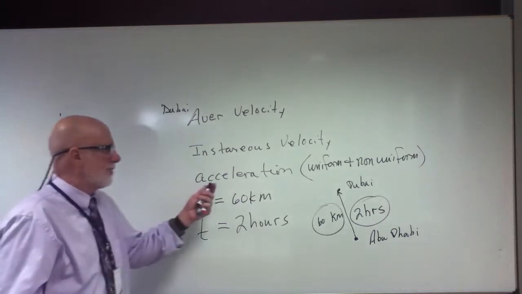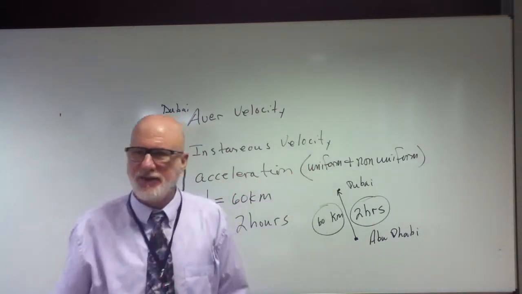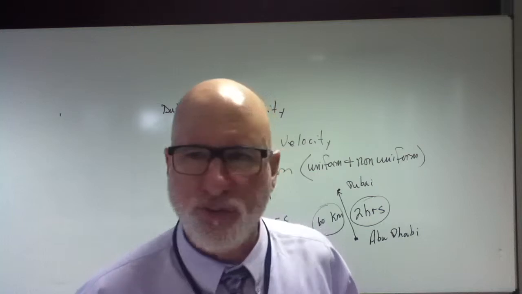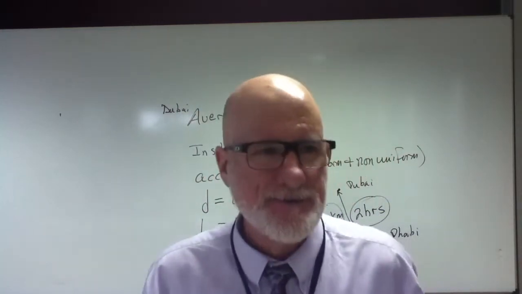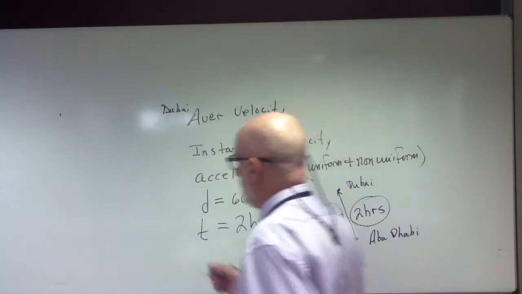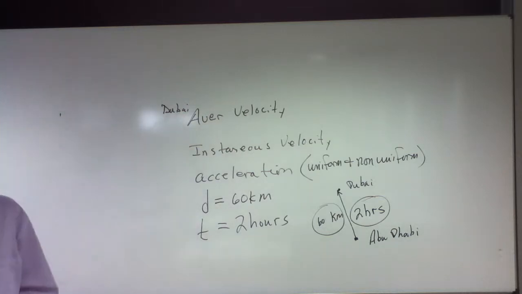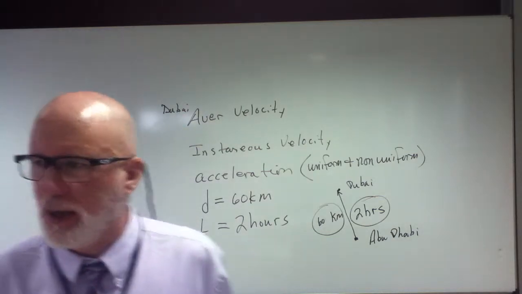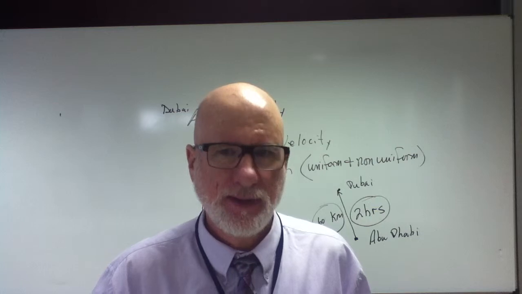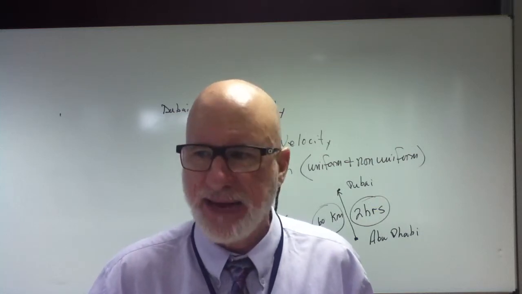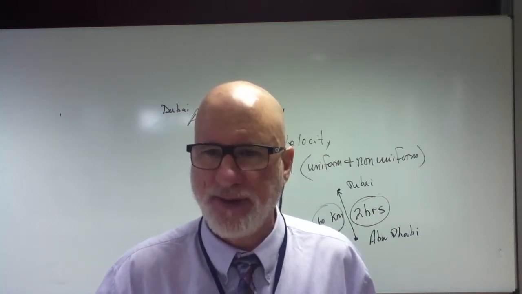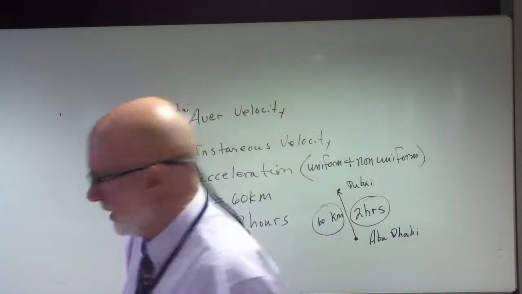How do I find my average velocity if I don't have uniform acceleration? How do I find it? This is it. This is your first big calculation of the physics. I'm going to show you how easy this is. Didn't it sound complicated? But it's really very easy.